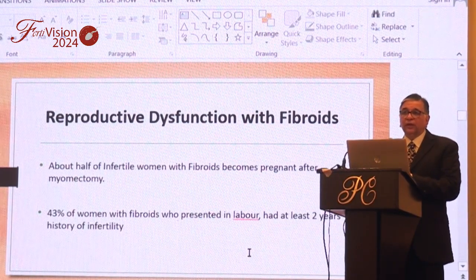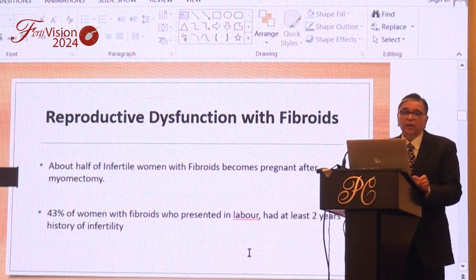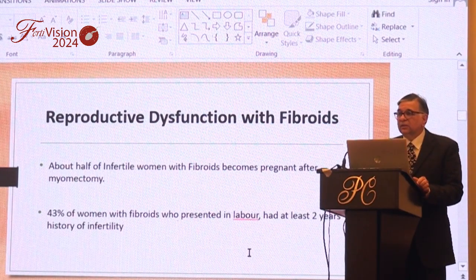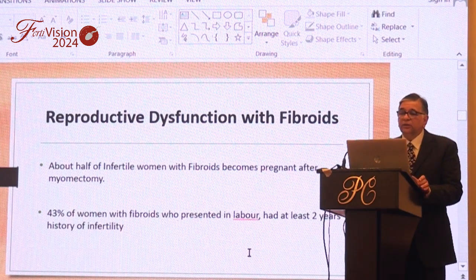So, should we be offering surgical treatment to these patients? Well, definitely some, because there is evidence that in about half of the infertile women with fibroids, which we think are responsible for their infertility, they do get pregnant.